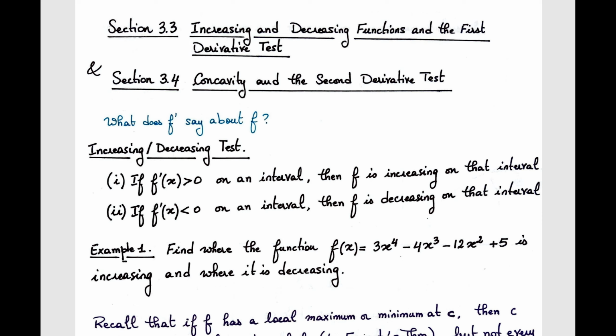This is a combo section, sections 3.3 and 3.4, increasing and decreasing functions and the first derivative test, and the concavity and the second derivative test. So the primary concern of this combo section is to deduce facts about a function from information concerning its own derivatives. Okay, here's the first question.